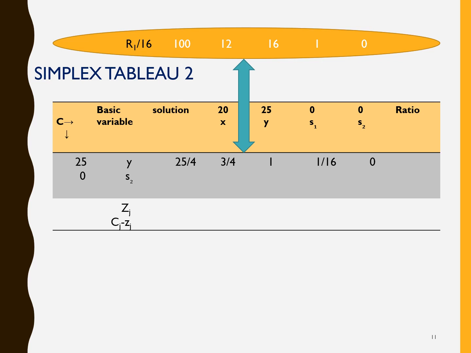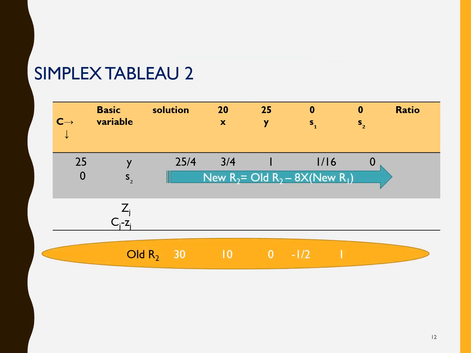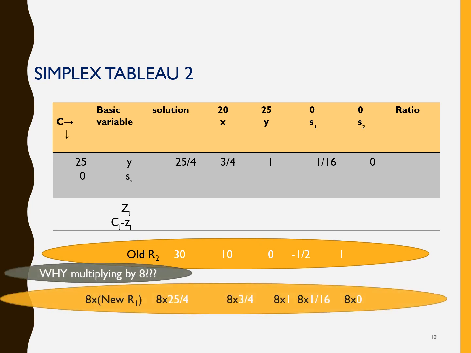Let's talk about what is to be done for row 2, how to determine its values. We first have to recall what was our old row 2. So this was our old row 2, this one. Next, in this table, the next exercise left for us is to find out the R2. And this new R2 has a simple formula. We have to find out the values for the old R2 that happen to be 30, 10, 0, minus 1 by 2 and 1. All these numbers.